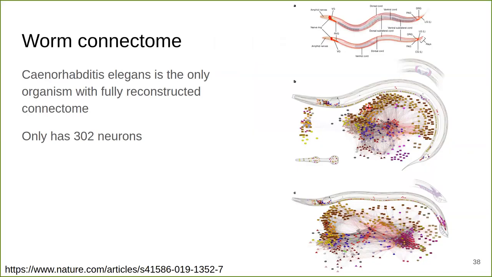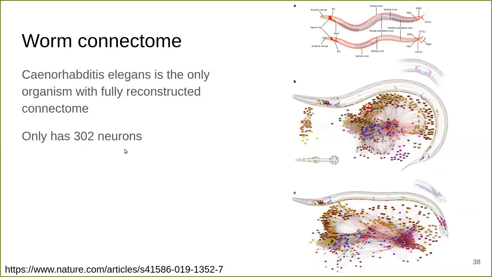And this type of work has been done for some organisms. So for some organisms, it is easier to do because, for instance, in Caenorhabditis elegans, a small worm, it only has 302 neurons.